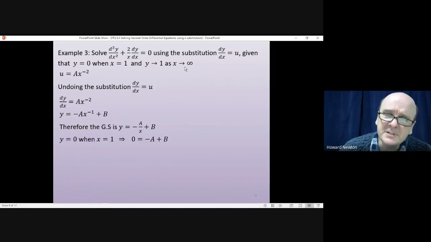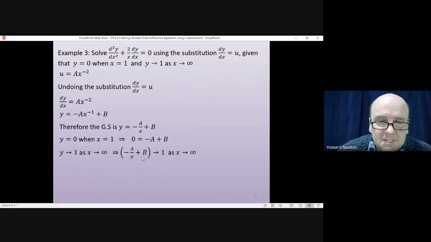The second boundary condition is slightly more complicated. We're told that y tends to 1 as x tends towards infinity. Now this is y, so it means that this minus a over x plus b tends towards 1 as x tends towards infinity. But as x tends towards infinity, this first term will tend towards 0, because minus a over infinity would equal 0, which means that b must equal 1.